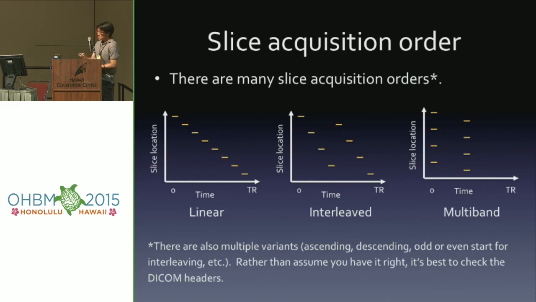So just be careful, double check your DICOM header. All the information is in your DICOM header. Make sure you know exactly the acquisition order of your data. And recently, multi-band data has become more and more popular. In multi-band acquisition, we actually acquire multiple slices at the same time. So in this case, we dramatically shorten the TR value. So for multi-band data, slice timing correction is not as important as for other, longer TR data.